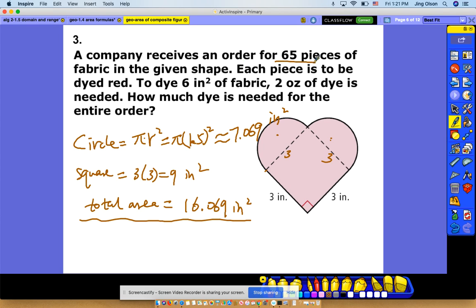We're getting 65 pieces of fabric in the given shape. So this is just one, right? Each piece is to be dyed red. To dye 6 inches squared of fabric, 2 ounces of dye is needed. How much dye is needed for this entire order? So this is the area for 1, 16.069 times 65 pieces.